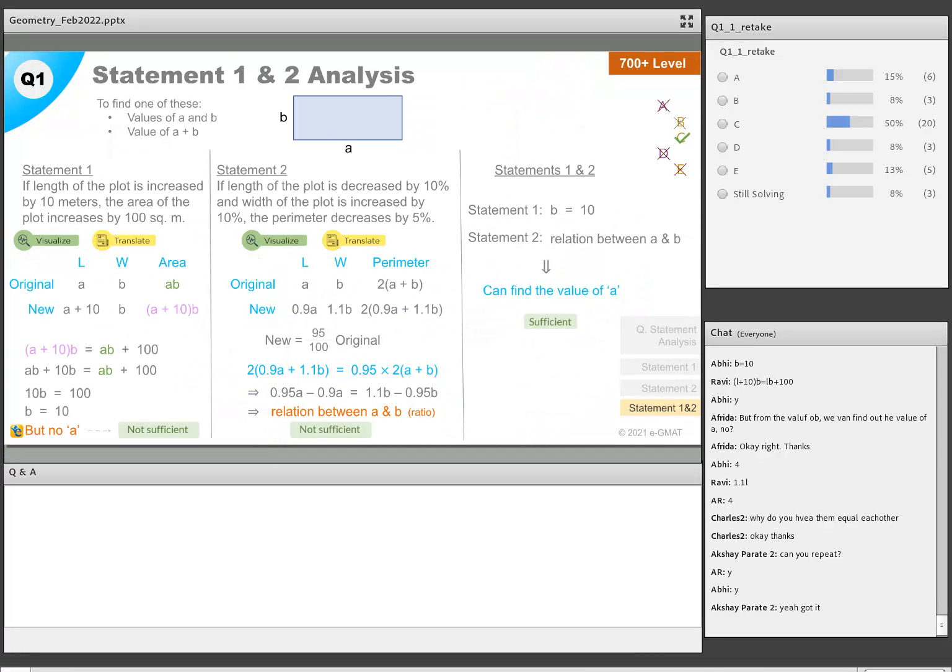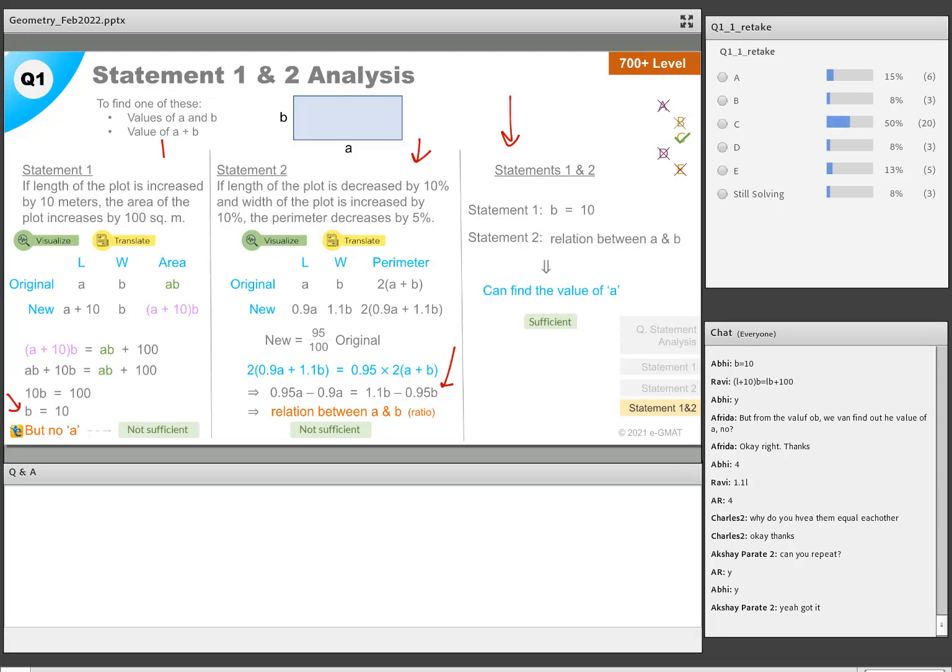Now we have to check for the combination. What if both of them are sufficient together? That we have to check, right? So statement 1 gave us the value of b as 10, correct? What happens if you substitute this value of b in statement 2?